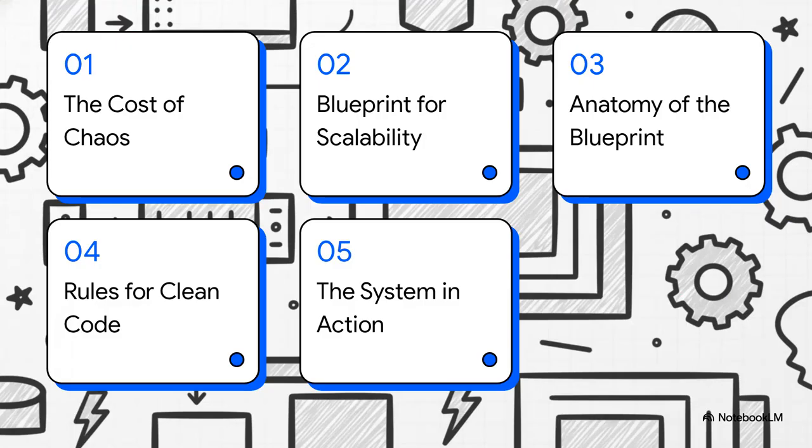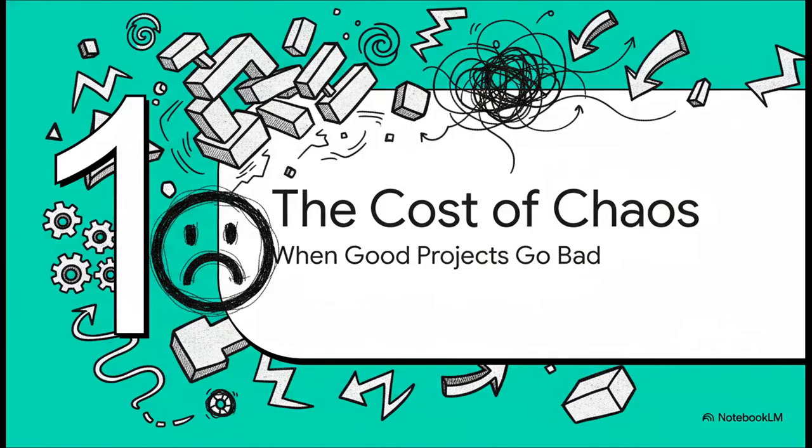First, we'll talk about the real cost of chaos when a project gets disorganized. Then, I'll introduce you to a professional blueprint for making your project scalable. We'll break down the anatomy of that blueprint, cover the rules for clean code that make it all work, and finally, see how the whole system comes together in a real application. So, first up, why are we even talking about this?